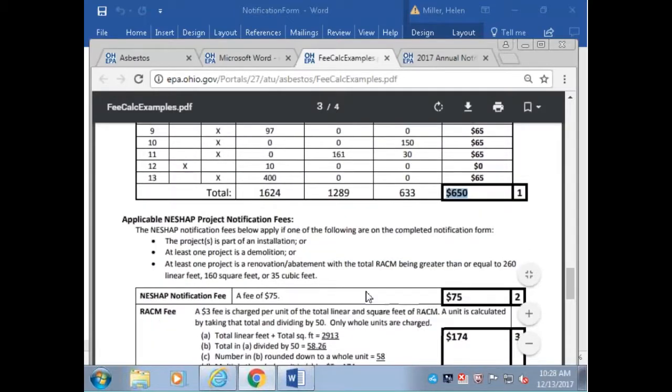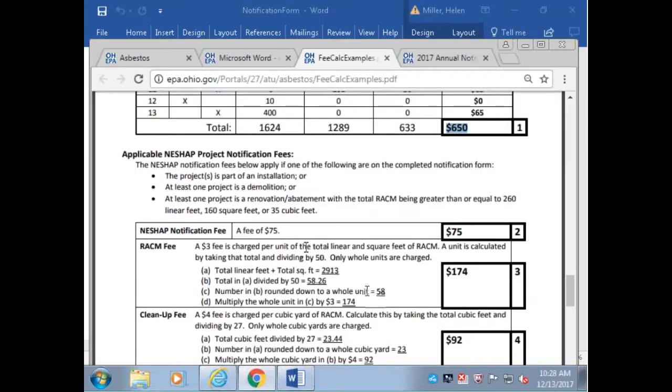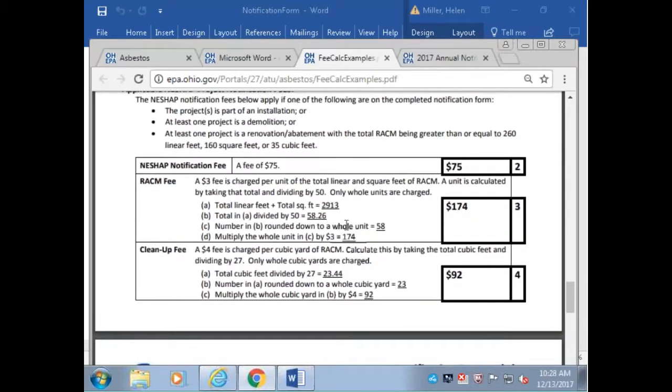As we go down now and try to figure out the notification fees, there is a $75 notification fee. That is the notification fee that you're sending in, not 13. It's one notification with 13 projects on it. So $75 notification fee. Now we get into the RACM, and it goes through the RACM calculations. A $3 fee is charged per unit of total linear square foot of RACM. A unit is calculated by taking the total and dividing by 50. Only whole units are charged.